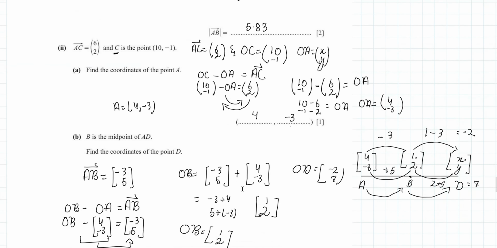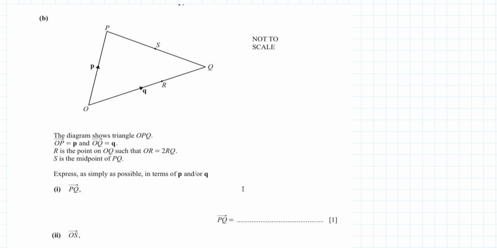Now in part B, a figure is given to you. In this figure, first you have to read the question. After reading the question, forget what the requirements are, just read the question and work it out.